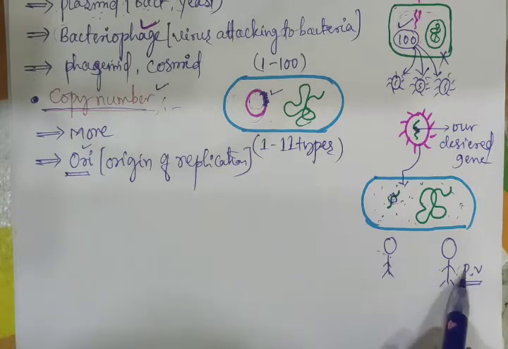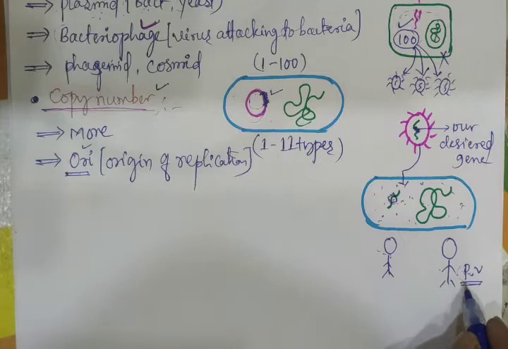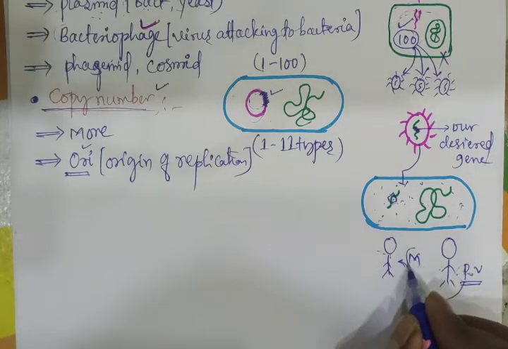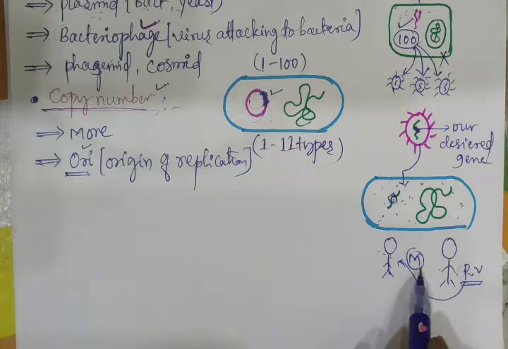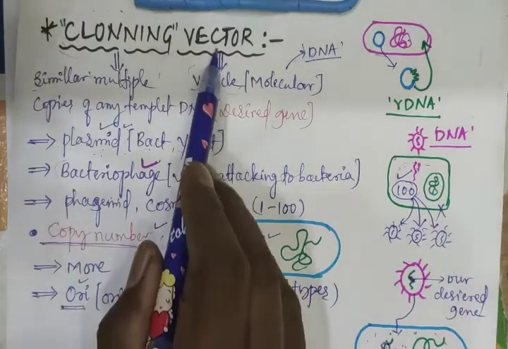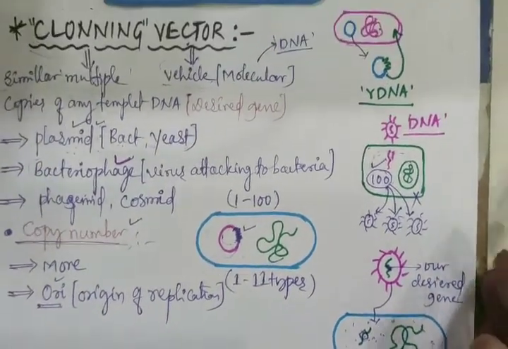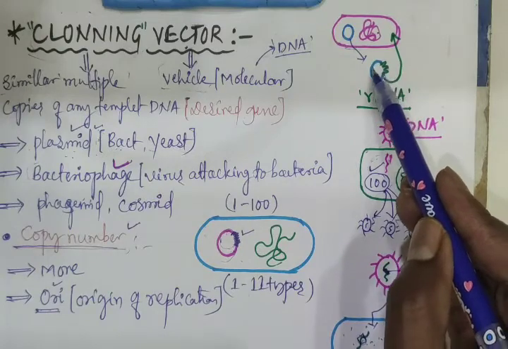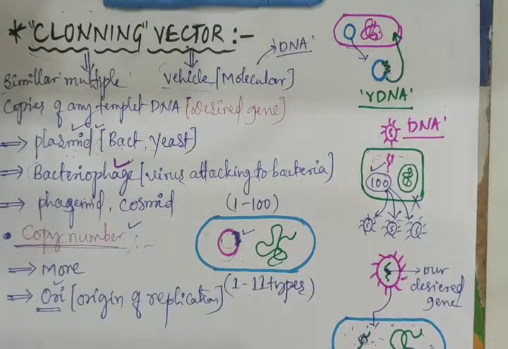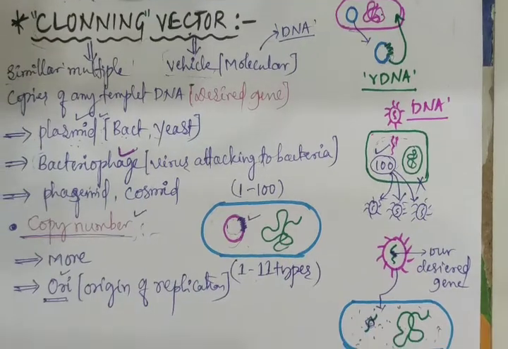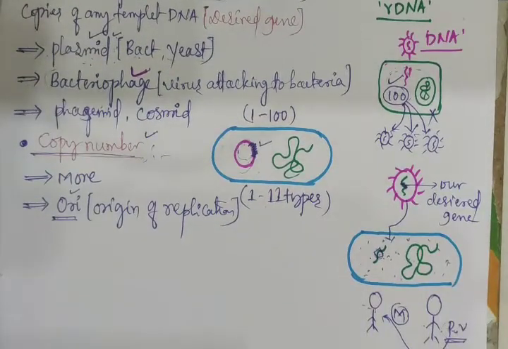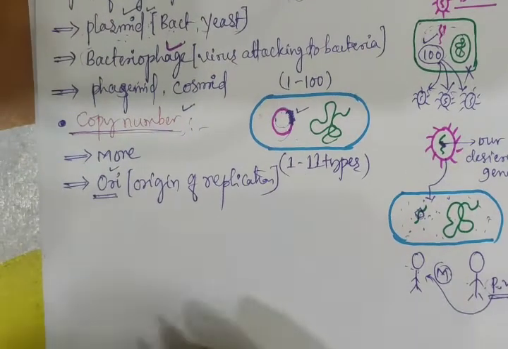Who will transfer? That is the mosquito. By the mosquito, Plasmodium vivax will be transferred. Now the mosquito is working as a vector. In the same way, for transferring our desired gene, we need one cloning vector. That cloning vector is plasmid or bacteriophage. But in most biotechnological processes, we are using plasmid as a cloning vector. Now let us consider that plasmid.